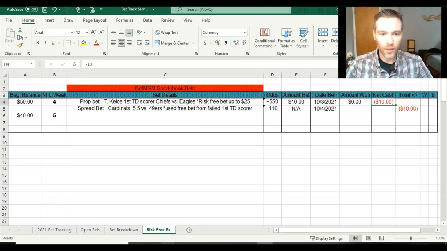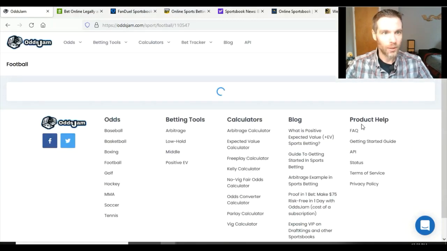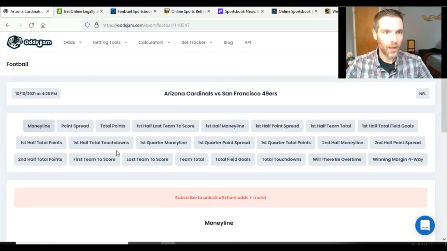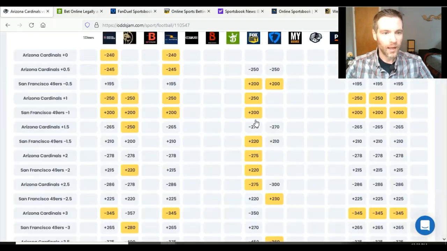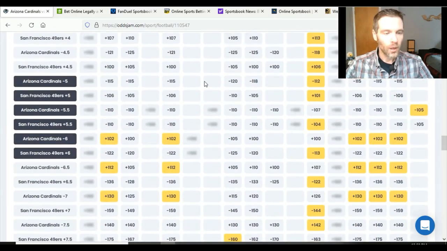Looking ahead to next week's game, week 5, I sort of keyed in on the Cardinals-San Francisco game. So here we are on the Odds Jam webpage once again. We're going to take a look at the point spread here and scroll down to where most books have it at, anywhere between the 5 and 6. Most books have it at the 5.5, and you're going to see that -110 odds that I talked about. So, you know, the Niners struggled in week 4 against the Seahawks. That was to be expected.